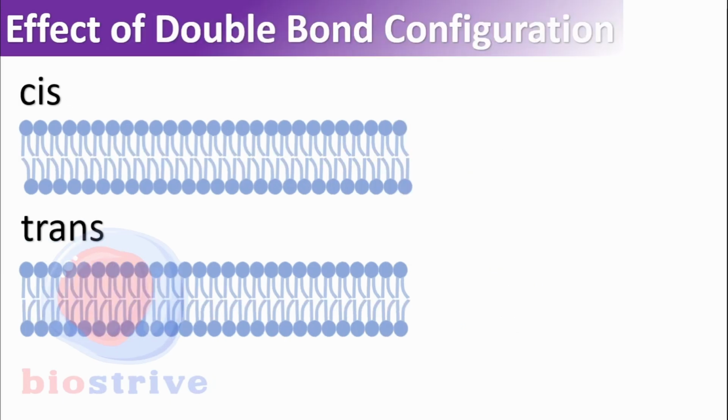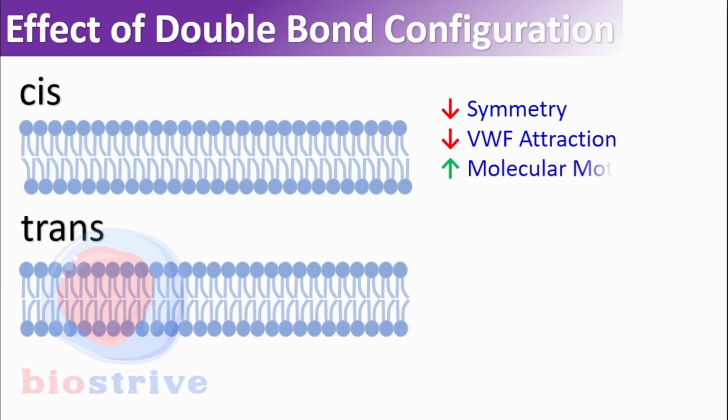What is the effect of the configuration of this double bond? This double bond can exist in two configurations, either cis configuration or trans configuration. Let's talk about the cis configuration first. The cis configuration brings about asymmetry. The symmetrical structure will not be formed. This asymmetry will disrupt the structure, as a result of which van der Waals forces of attraction will be less because the structure is irregular. If the structure is irregular, distance is more, molecular motion will be more, and if molecular motion is more, we will have more fluidity.